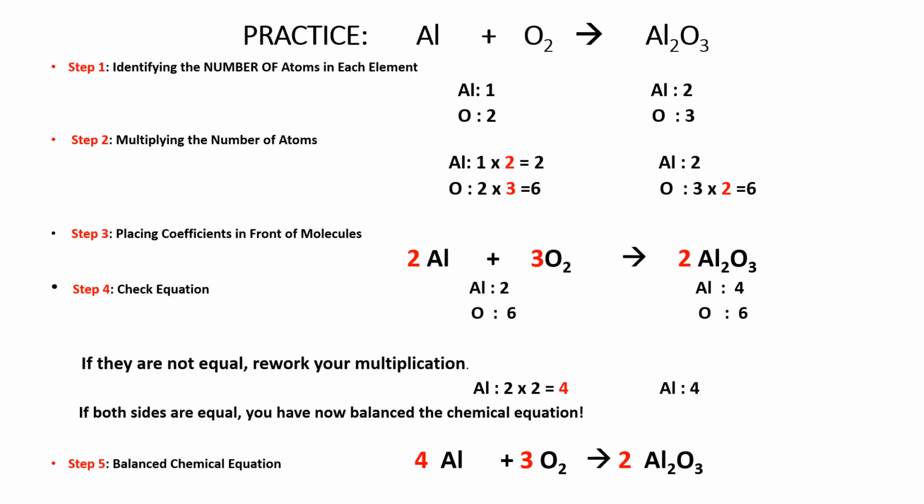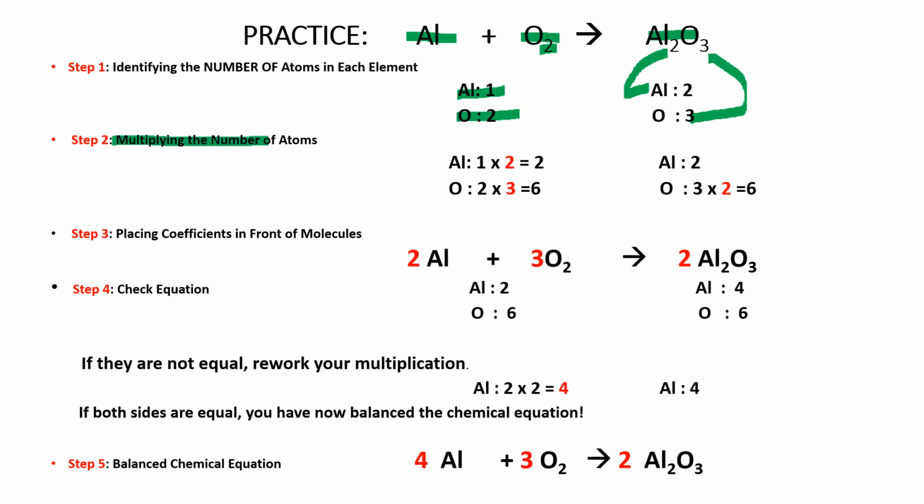So let's practice. We have an unbalanced chemical equation, aluminum plus oxygen to form aluminum oxide. Step 1, identifying the number of atoms in each element. On the reactant side you have only 1 aluminum and 2 oxygen. And on the product side you have 2 aluminum and 3 oxygen.